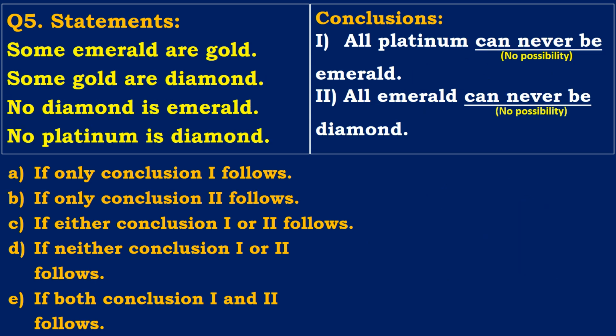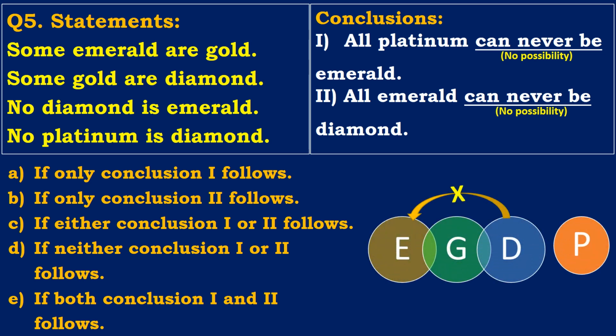Challenge 5. Statements: Some emerald are gold. Some gold are diamond. No diamond is emerald. No platinum is diamond. Conclusions: All platinum can never be emerald. All emerald can never be diamond. According to the Venn diagram, definitely we cannot say that all platinum can never be emerald. There is a possibility of all platinum can be emerald. Hence, conclusion 1 is wrong. According to the Venn diagram, there is no possibility of all emeralds are gold because already some emeralds are gold. Hence, conclusion 2 is correct. As a result, only conclusion 2 follows the statement. Hence, option B is the correct answer.